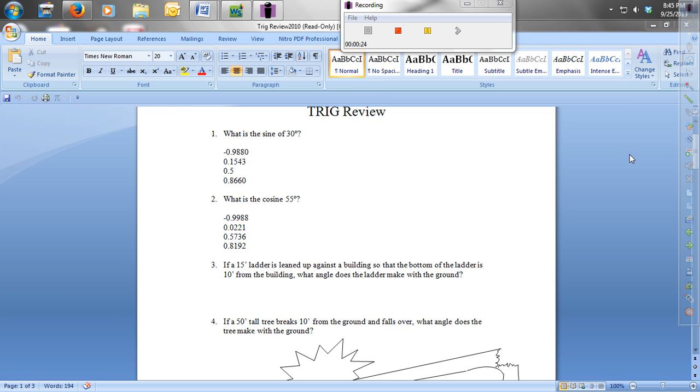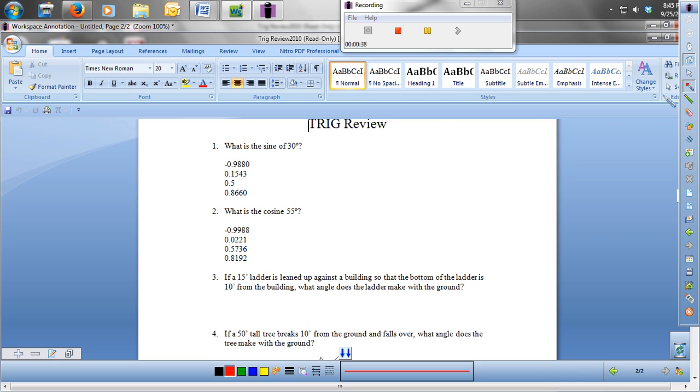So I went to my calculator and I punched in the sine of 30, and when I did that, it told me that the sine of 30 was a half, so that was pretty straightforward. Let's see if we can get this pen to work. Okay, so I circled that right there. Then it wanted to know what is the sine of 55, or cosine of 55, so I hit the cos button and I pushed 5, and it told me that it was 0.5736.